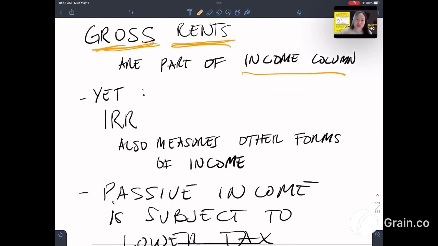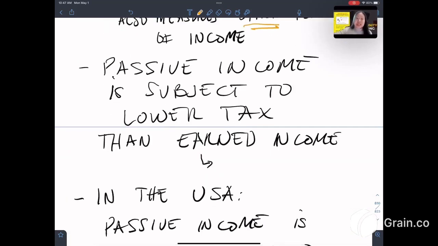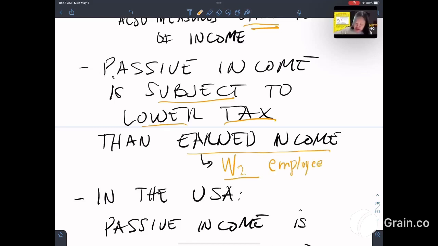Yet, internal rate of return, or IRR, also measures other forms of income. Now, passive income is subject to a lower tax than earned income. Earned income is the income we get when we are employed, right? When we are employees. And in America, we get a W-2. We get a W-2, meaning we are employees, and that means our money is coming from earned income. So if we have a W-2 or we are employees, that means we do have high tax. So let's compare that to passive income.